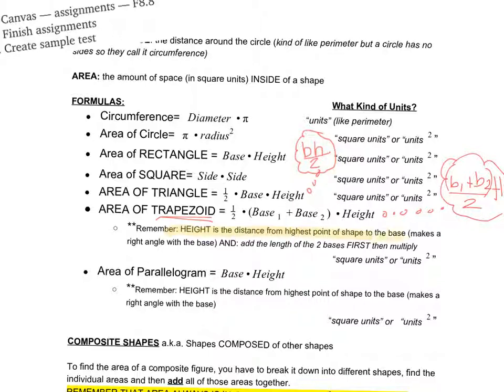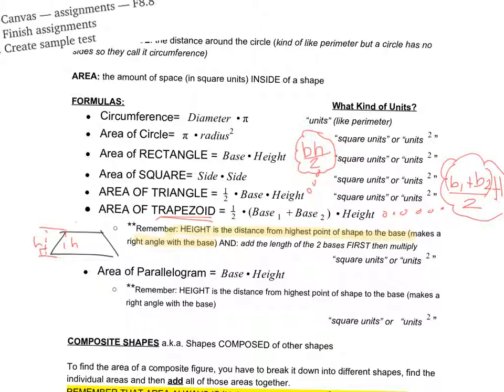Height is the distance from the highest point of the shape to the base. It makes a right angle with the base. So if I had a parallelogram or a trapezoid, better yet, and I showed you this dotted line here, that's the height. You could also show it on the outside because it creates a 90-degree angle. That's the height.